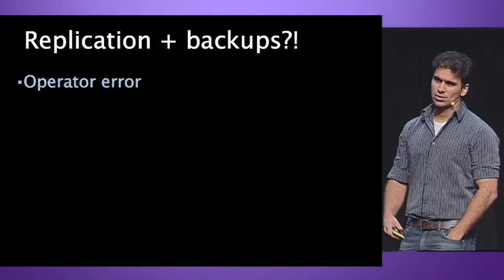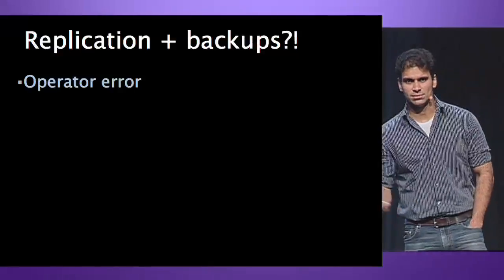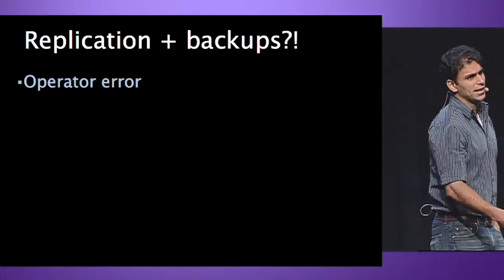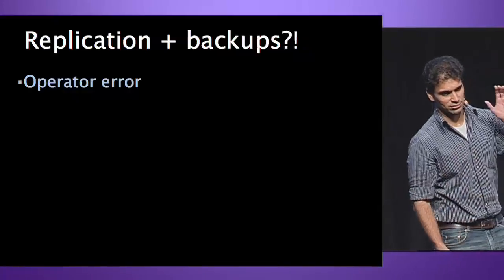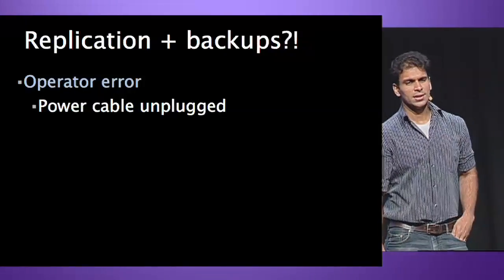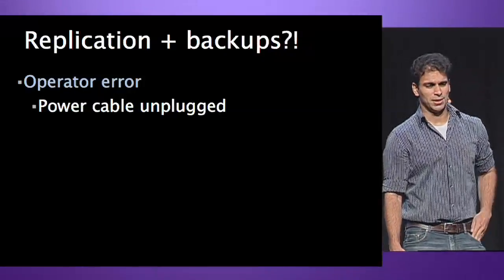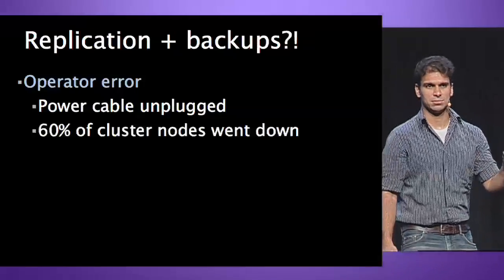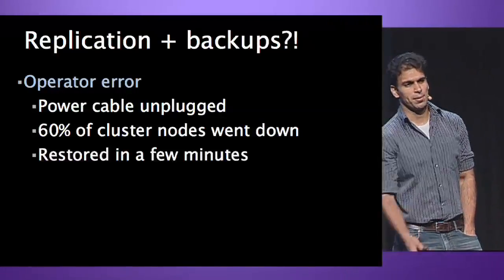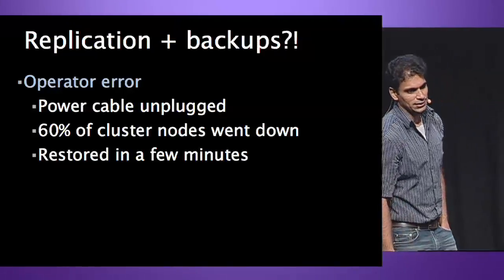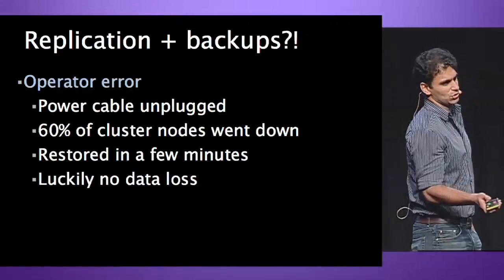Okay, so you'd ask, you already have 3-way replicas. Why do you need backups, right? I could give you a bunch of justification, but nothing works as well as a real example. There was actually an operator error. One power cable, I believe, was unplugged, and I don't know how, but 60% of the machines went down in the entire cluster. The power was brought back up in a few minutes, but we were lucky that there was no data loss.